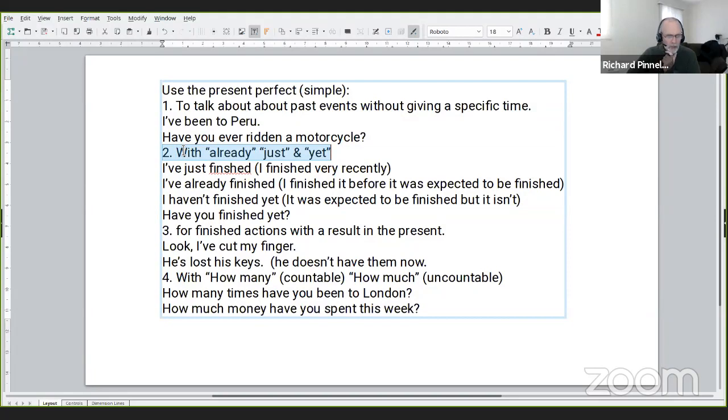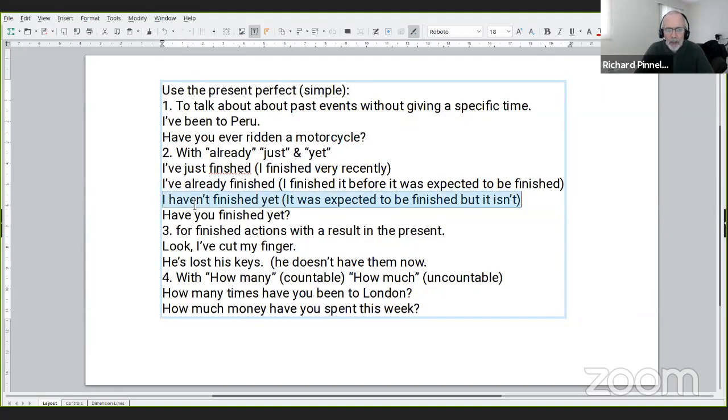Second use. We often use this with already, just, and yet. There are three adverbs here: already, just, and yet. I've just finished. So this is like "acabo de terminarlo." We use this for things that have been finished or occurred very recently, and we use the word just to say that this thing occurred very recently. We use already: I've already finished. If we're using already, it means I finished it before it was expected to be finished. So it's like "ya lo he terminado" in español.